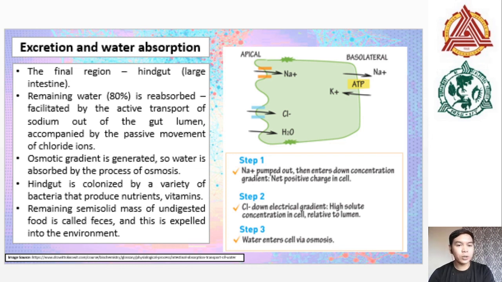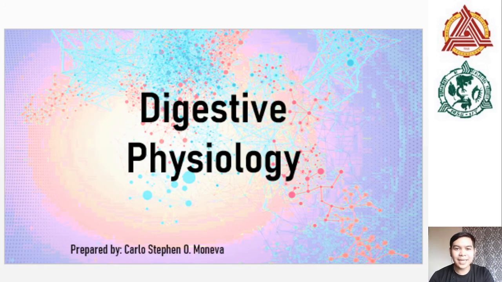The hindgut is normally colonized by a variety of bacteria that produce nutrients such as vitamins as a consequence of their own metabolism, which are absorbed by the animal. The remaining semi-solid mass of undigested food is called feces, and this is expelled periodically into the environment. So that ends our discussion on digestive physiology.